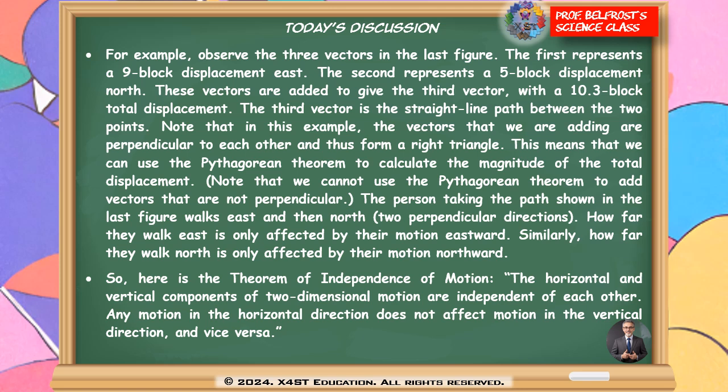The vectors that we are adding are perpendicular to each other and thus form a right triangle, which means that we can use the Pythagorean theorem to calculate the magnitude of the total displacement. The person taking the path shown in the last figure walks east and then north. How far they walk east is unaffected by the motion northward, and similarly how far they walk north is affected only by the motion northward. So here is the principle of independence of motion, which states that the horizontal and vertical components of two-dimensional motion are independent of each other, and any motion in the horizontal direction doesn't affect motion in the vertical direction and vice versa.